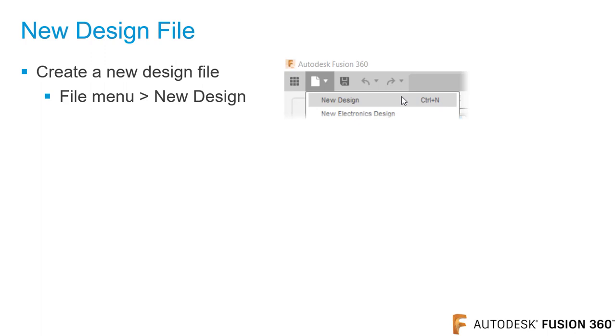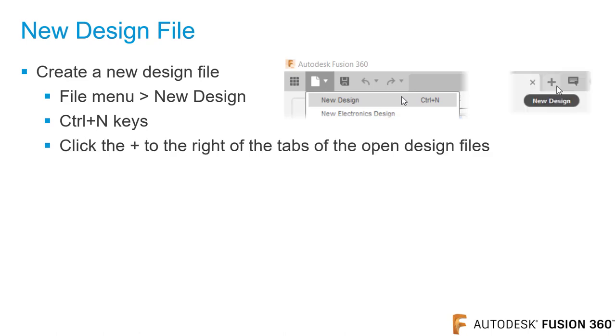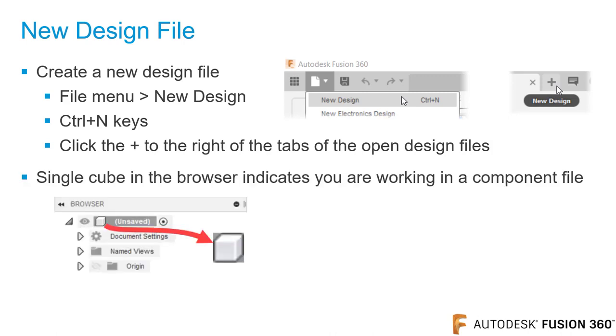To create a new design file inside of Fusion 360, either go from the File menu and click New Design, press the Control and the N key, or click the plus symbol, which will be to the right of the tabs of any open document files. When you're working in a component file, at the top of the browser, you'll see a single cube.